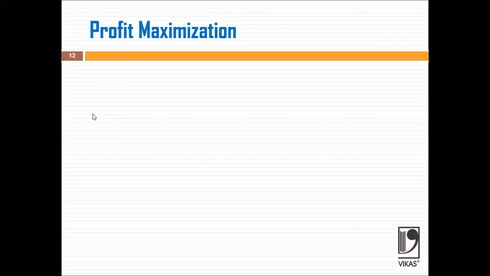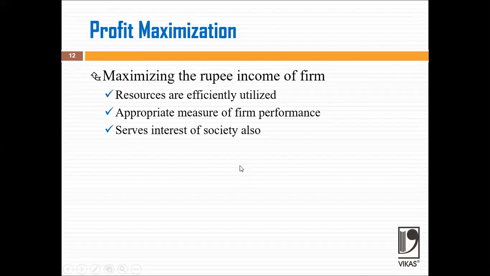Yeah. And now we will move to profit maximization. Maximizing the rupee income of the firm. That is called profit maximization. Resources are efficiently utilized. It is an appropriate measure of firm performance and serves the interest of society also.